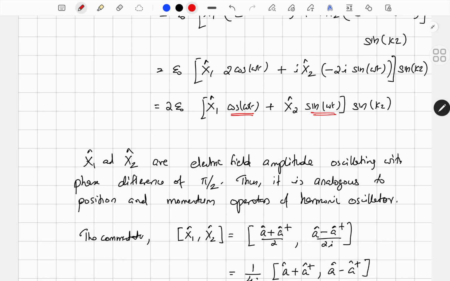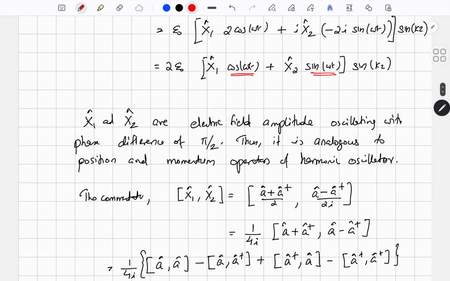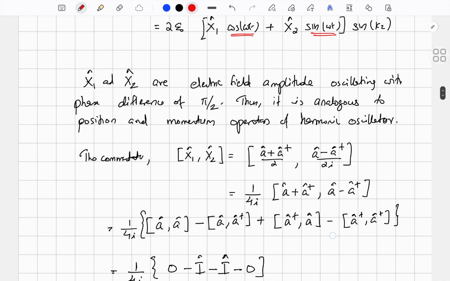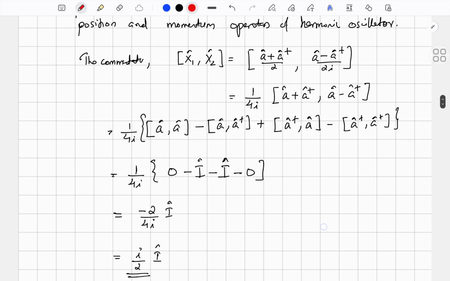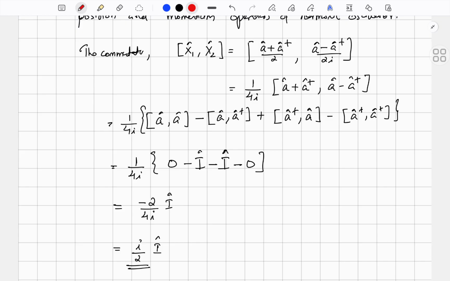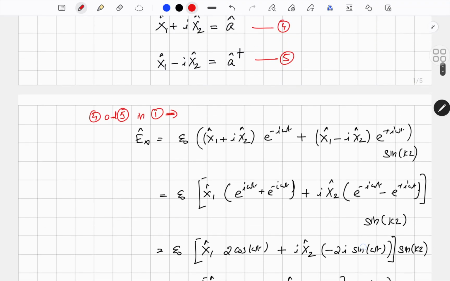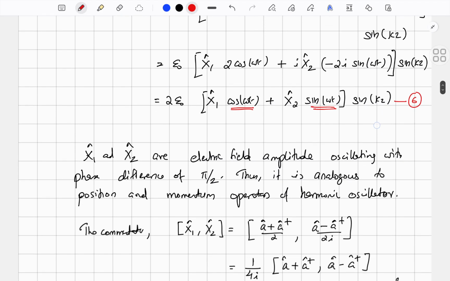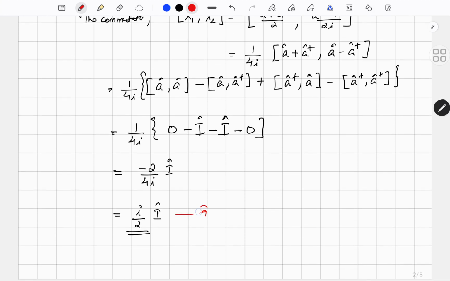Now the commutator of x1 and x2: by using these simple commutation rules, just substitute the expressions for x1 and x2, and we can show that the commutator of x1 and x2 simply becomes i by 2. I have shown all the steps in detail here. Pause the video and do it yourself, and convince yourself that the commutator of x1 and x2 is indeed i by 2. Now we can put the equation numbers: this can be equation number 6, and the commutator relation can be equation number 7. So this is the commutator between x1 and x2.